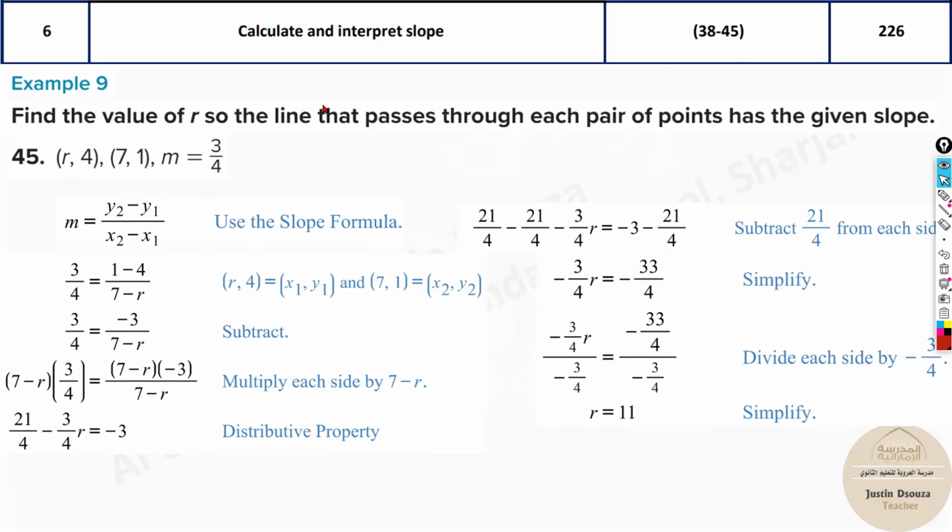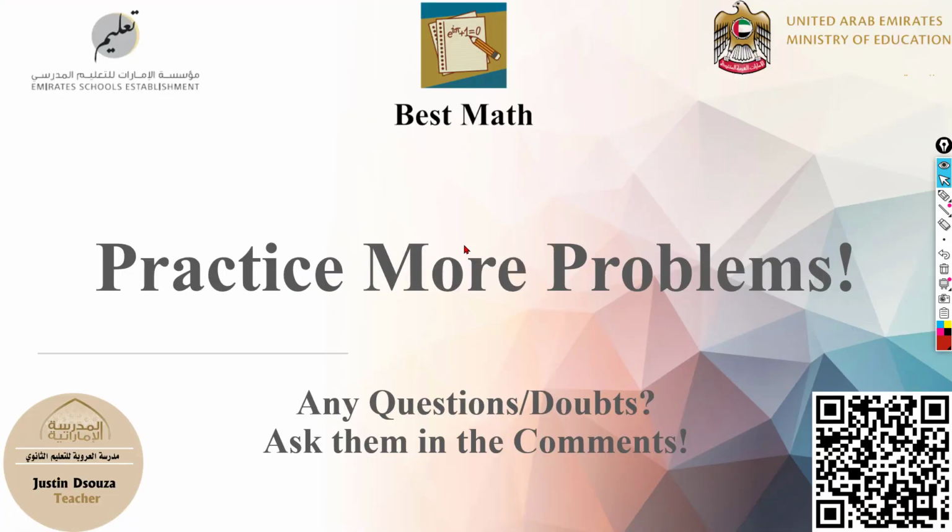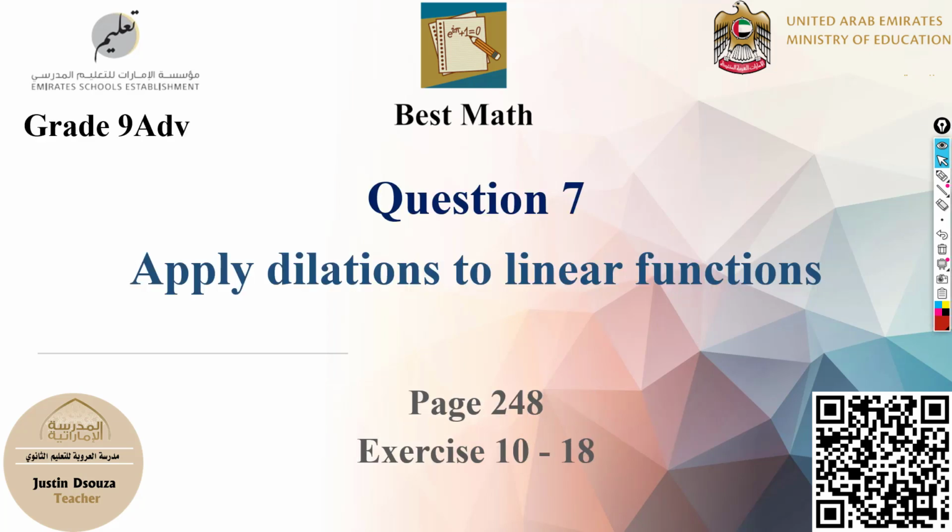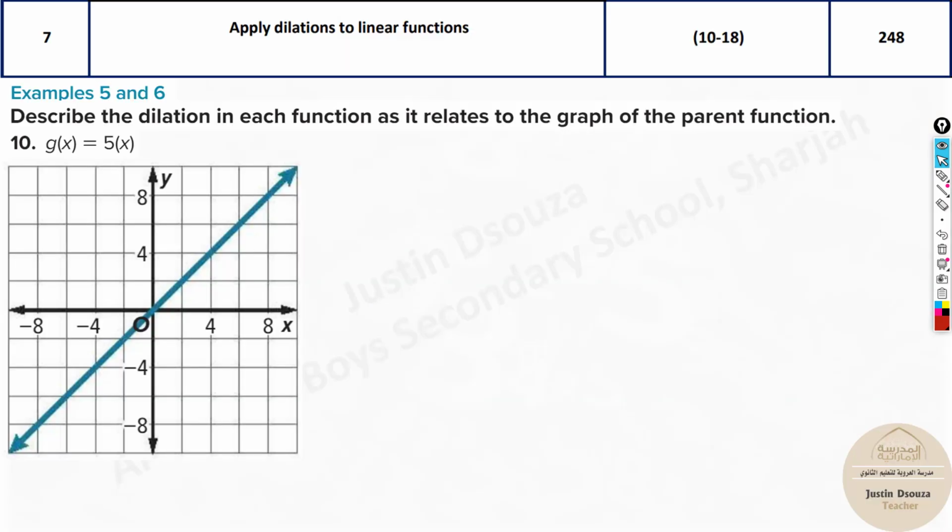Please remember this formula, the slope formula, which is very crucial and you can easily solve this type of problems. Question number 7 is about dilations to graph linear functions. This is very simple because it's under part 1. You can directly find the graphs easily. I'll tell you the shortcut and also the actual method as well. This is the question. We have to describe the dilation of this function to this given particular function.